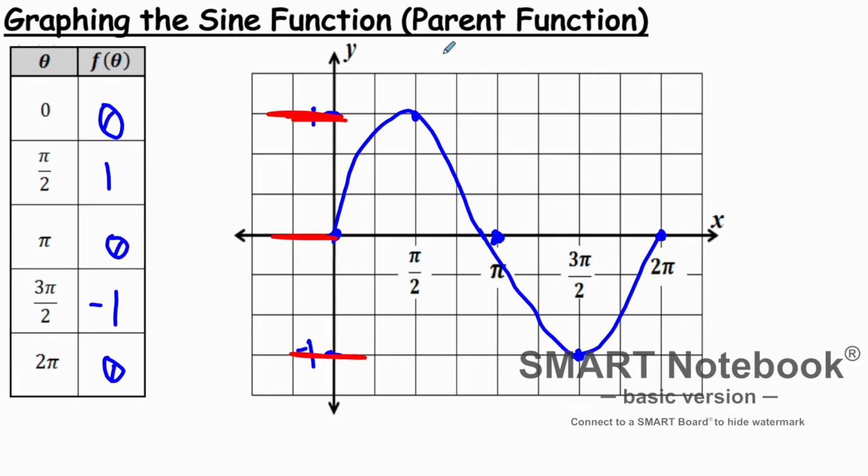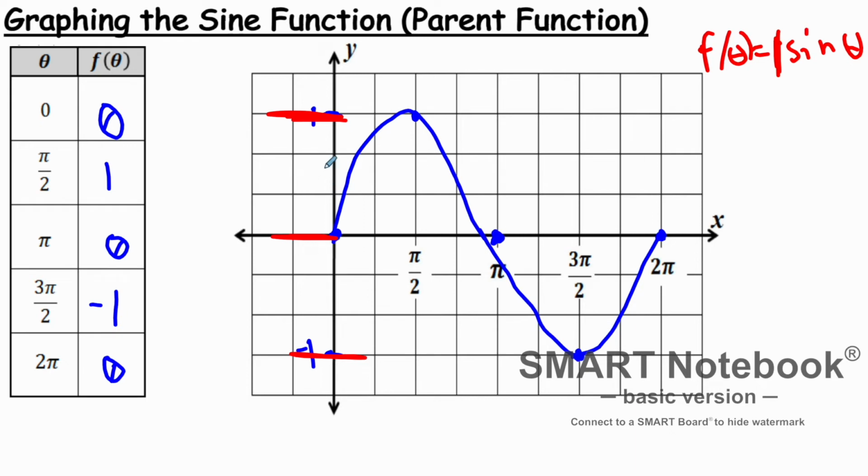Which if we look at our parent function is f of theta equals sine theta. So the number out front here is a 1, okay? So that's why half of the height is 1. The overall height is 2, so half of that is 1. That's what your amplitude is, okay?